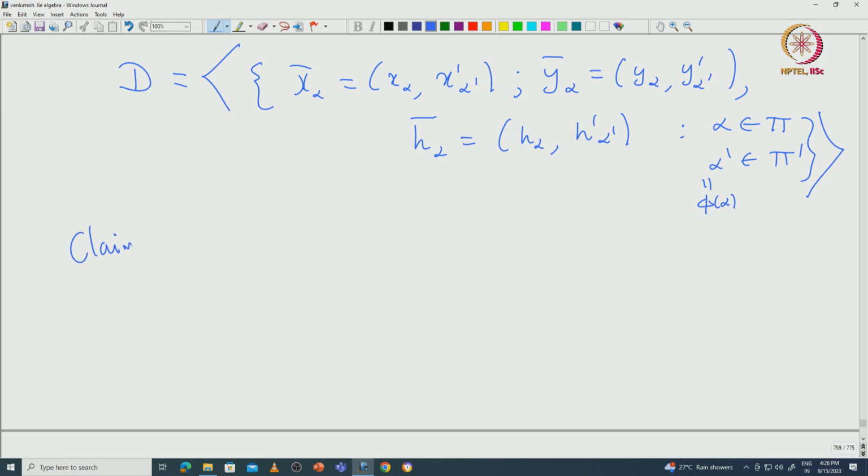Our first claim is that this is indeed a proper subalgebra of G direct sum G dash. Let us assume that and proceed, and then we will see how one can prove this. So, D must be a proper subalgebra of G direct sum G dash. How can one prove that?